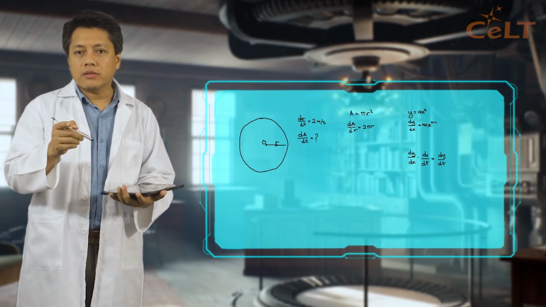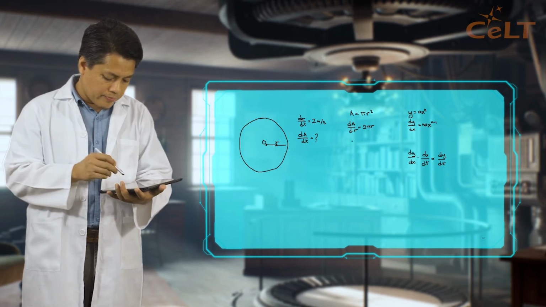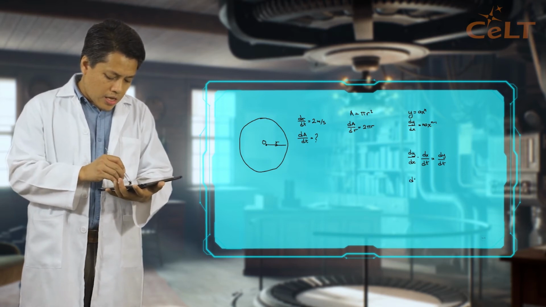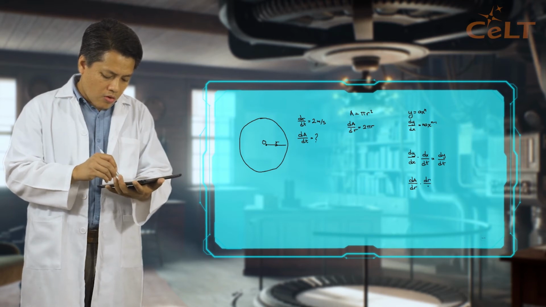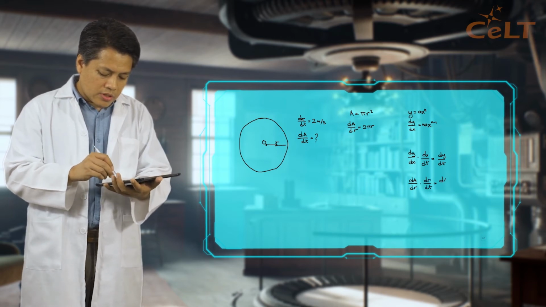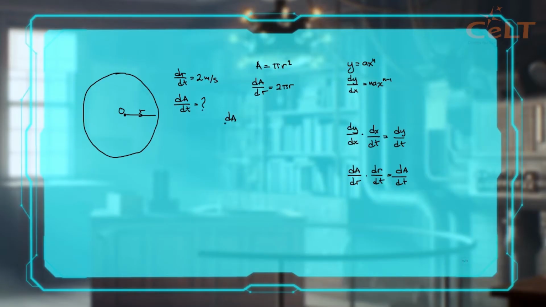But in this context, in the circular wave, I can rewrite the chain rule to become dA over dr times dr over dt equal to dA over dt. So now with the chain rule, we can find out dA over dt. So let me just put this. dA over dt is equal to dA over dr. What is dA over dr?